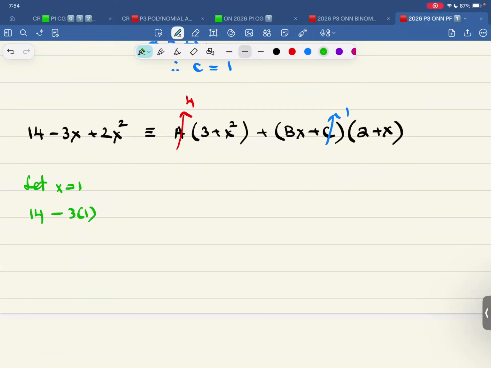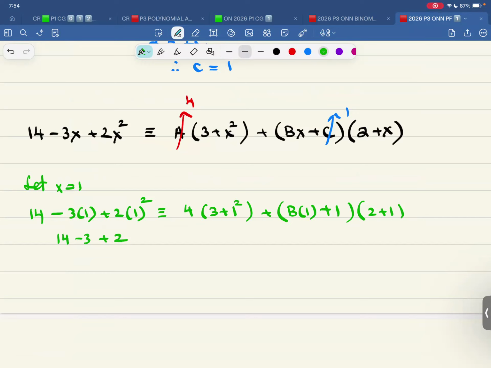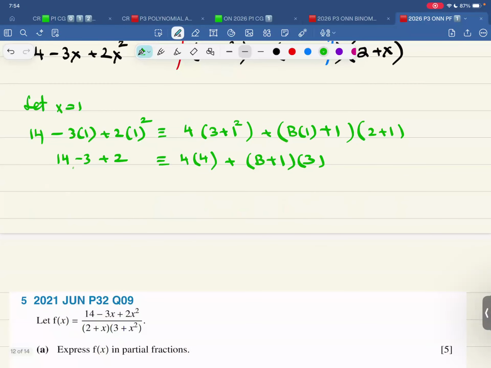14 minus 3 into 1 plus 2 into 1 squared. That is 4 times 3 plus 1 squared. This is B into 1 plus 1 into 2 plus 1. This is 14 minus 3 plus 2. So 14 minus 3 plus 2, this is 4 into 4. This is B plus 1 into 3. I'm going very, very gradually on the working. 14 plus 2 is 16. 16 minus 3 is 13. 4 into 4 is 16.